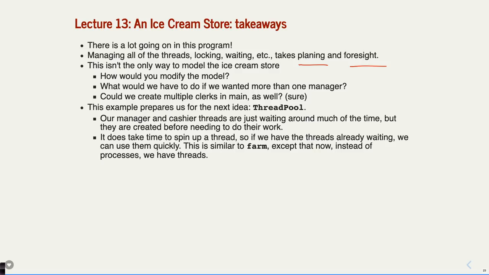This is not the only way to do it. You could modify this model in a zillion different ways. You could make it so that there are multiple clerks already spun up, and then you get one at a time. That would be a thread pool sort of thing, where a clerk, once they make a good ice cream, goes back in the pool and gets another one. Maybe you'd want a semaphore with some number of permits for the number of clerks that can work at a time. Who knows? But you would do that.